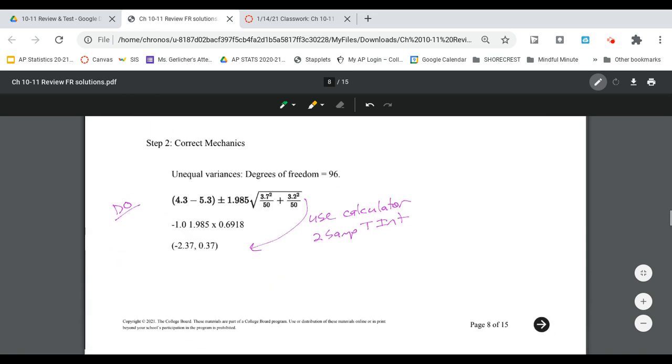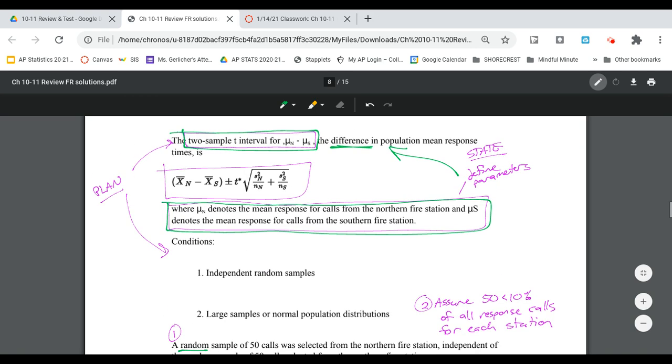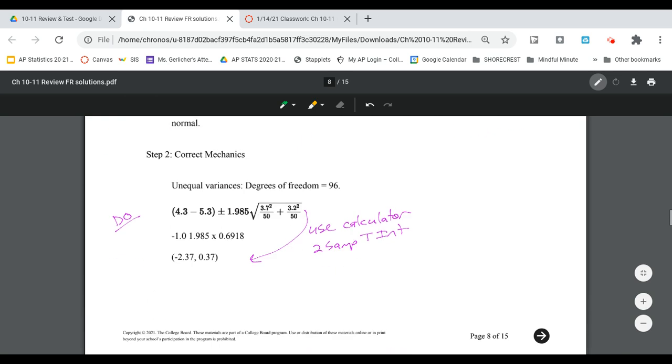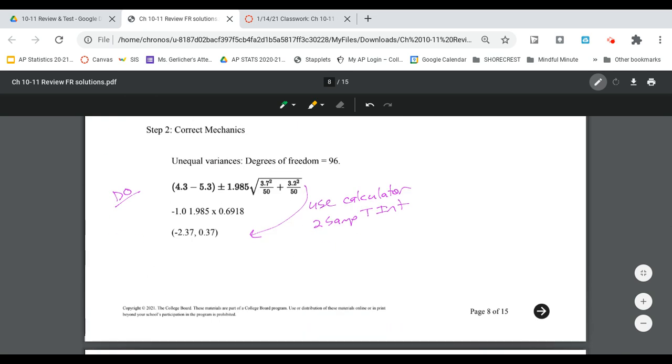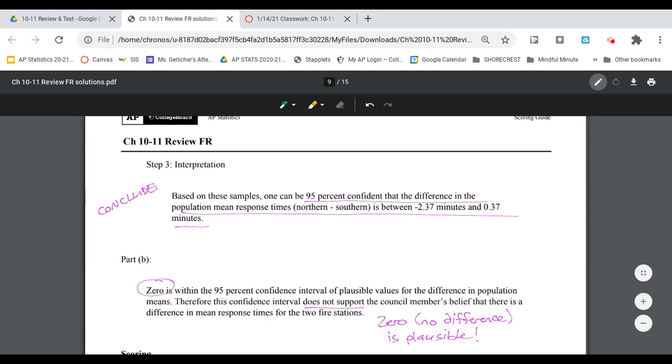Okay. Then here's the do part. They wrote the actual equation up here with variables, and then here it is plugged in. To actually do that calculation, when you write it on your test, you write out the whole equation with the numbers plugged in, and then you jump to your calculator. In this case, you'd use 2-SampTInt to get your actual answer. And then here's your conclude part, 95% confident, and so on.